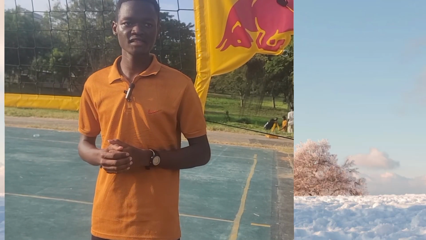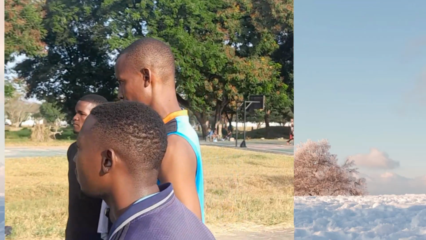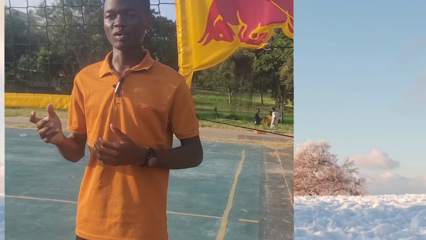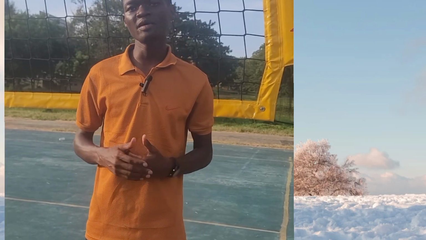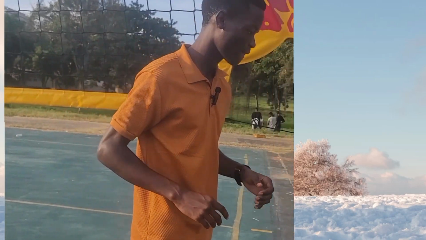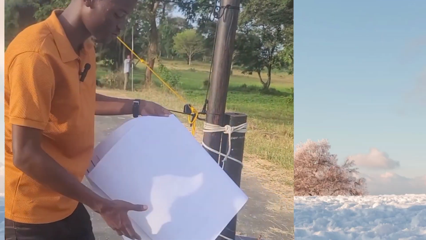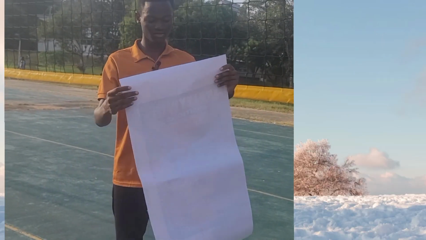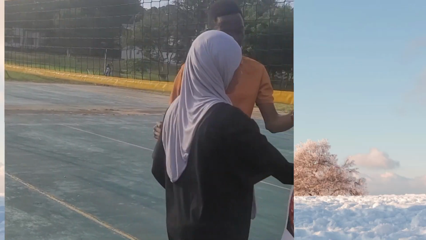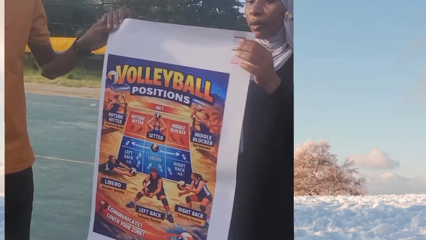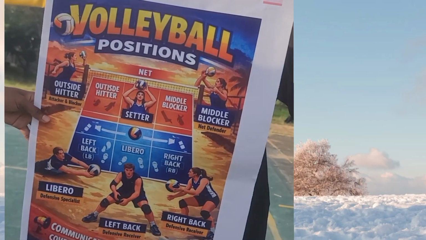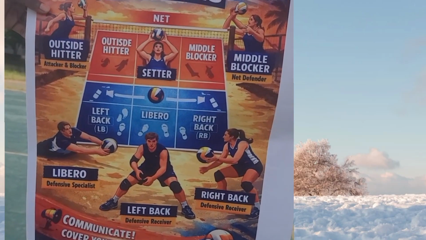How to use the media? The media will be used in the following ways. The first media that we have prepared is the poster. So I will use the poster as follows. One student, please. Okay, hold it well. As you see, this is our poster, and it shows the 6 positions that are in volleyball.